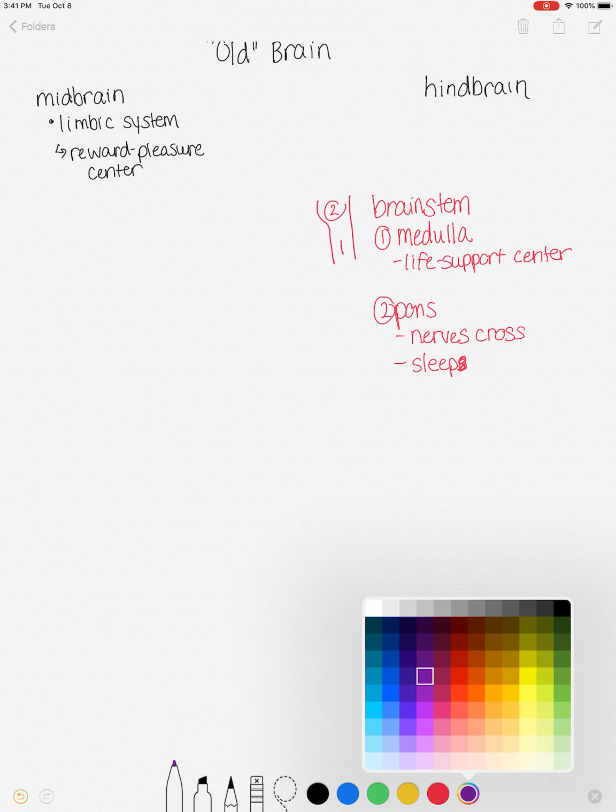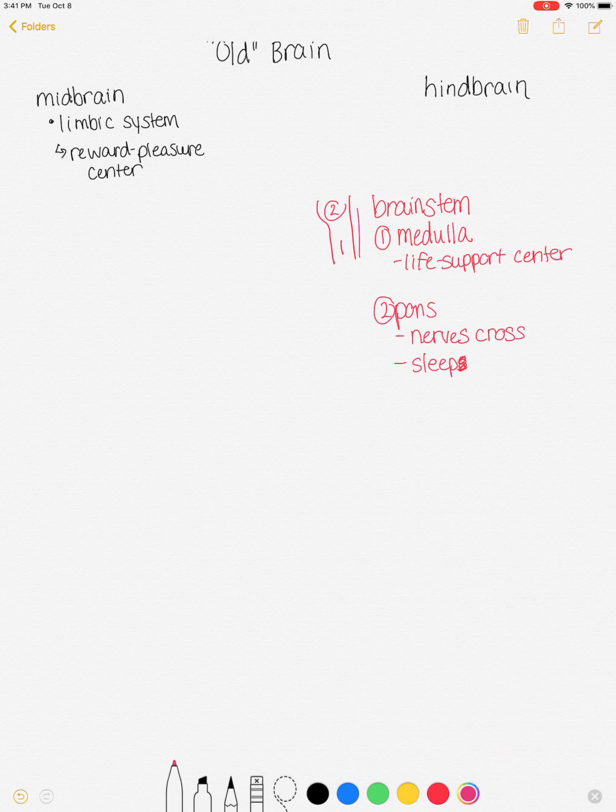Now, on the very back of the pons, of the brainstem, is the reticular formation. So the reticular formation, the function is it arouses the forebrain. So with it arousing the forebrain, it's going to go up into the forebrain, and it's going to wake the forebrain up. So if this is not working, we're sleeping, and if it never turns back on, it's a permanent coma.